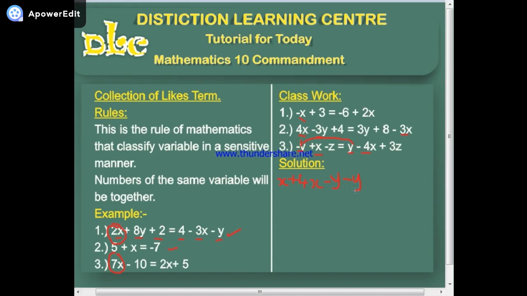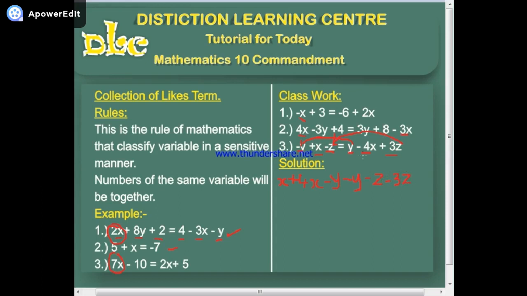And the next one is z. We have another variable z. And the z that we have at the left hand side is minus z. So you write it with the minus sign too. And carry the one at the right hand side, the plus 3z. If it comes to the left hand side, it will become minus 3z. And I think that's all.